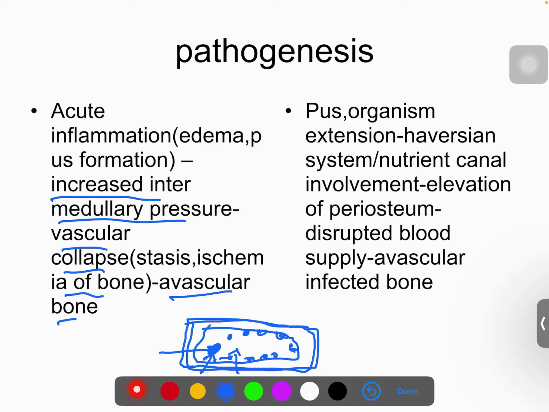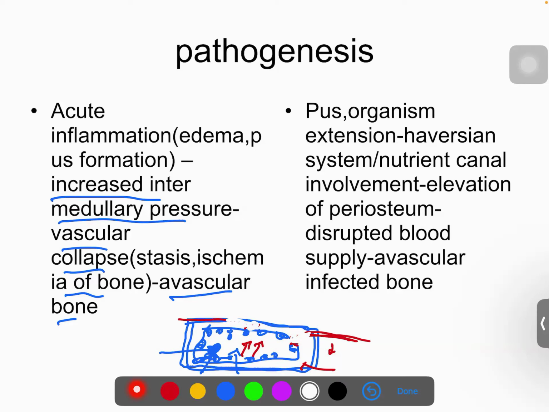Excessive inflammation, fluid stasis, pressure will increase. So it is supplied by blood vessels, right? Here, here, here. Since the intramedullary pressure increases, the blood supply will start getting decreased. So when the blood supply starts getting decreased, there will be vascular collapse. These vessels will start collapsing because of the opposing pressure.